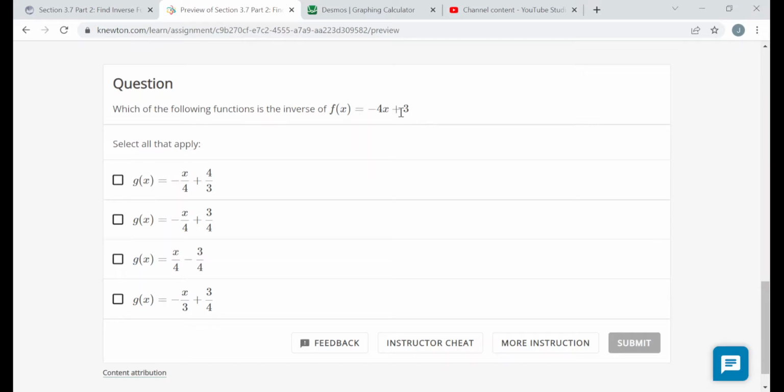Oh no, plus 3/4, because it'd be negative 3 divided by negative 4. So negative 1/4 x plus 3/4, this second option. And that would be it. And again, if you were to look at the graphs of these in Desmos or something, you'd see that they were reflections across the line y equals x. Also, if you were to compose them in either order, f composed with g, g composed with f, you'd simplify to just x. That's going to happen for inverses.